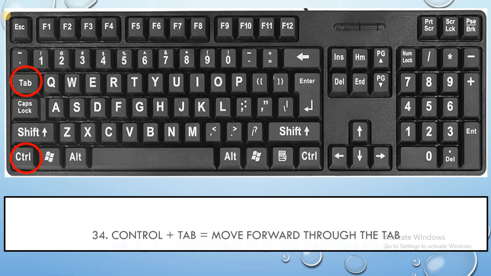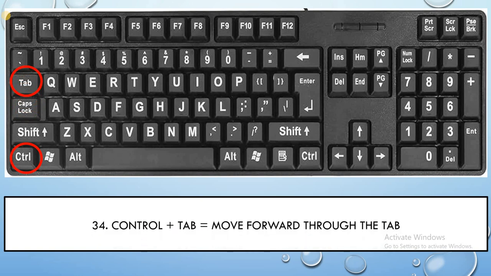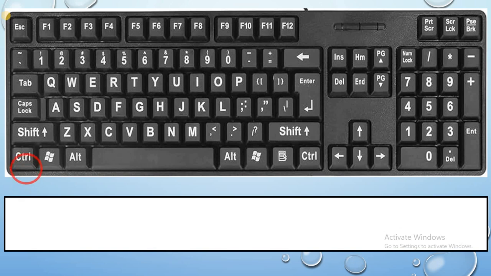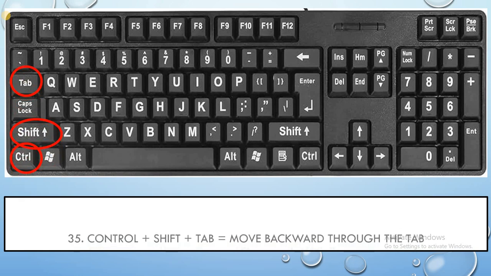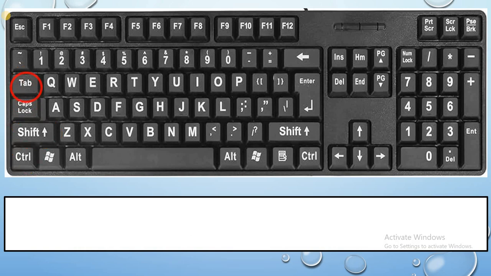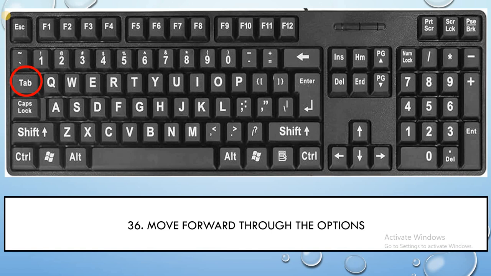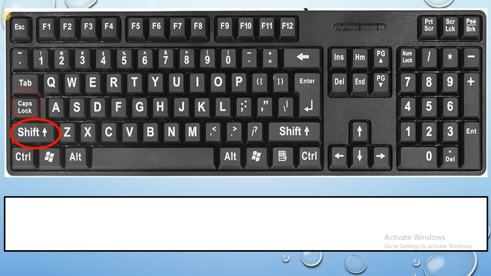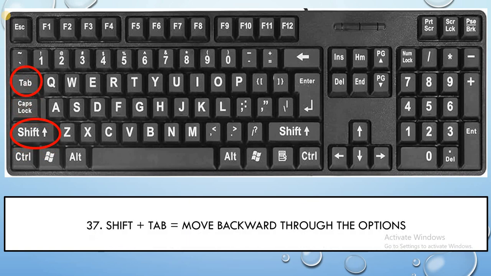Control plus Tab, move forward through the tab. Control plus Shift plus Tab, move backward through the tab. Tab key, move forward through the option. Shift plus Tab, move backward through the option.